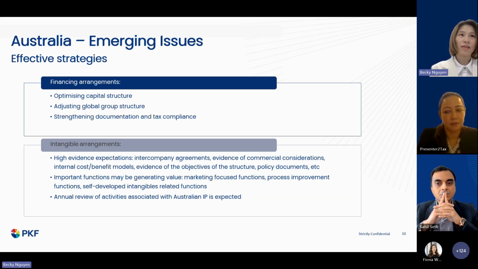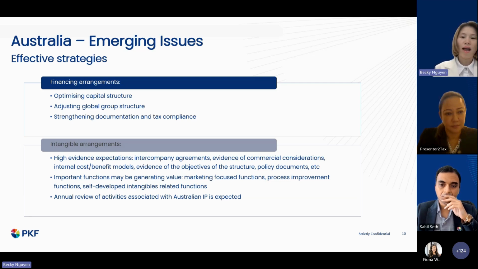For intangible arrangements, it is important that taxpayers perform an annual review of DEMPE activities associated with the intangible assets that could be internally generated or acquired externally. And those reviews are expected to be performed annually.